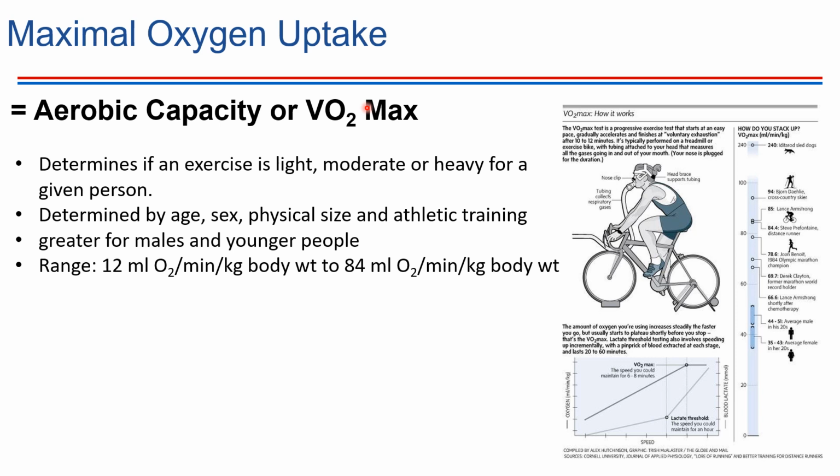And all that you need to know at this point is that the rate of that oxygen use is called our aerobic capacity, or VO2 max, when you're working as hard as you possibly can and you can't breathe any deeper or faster or longer or use that oxygen anymore. This maximum amount is going to be determined by age, sex, physical size, and athletic training.